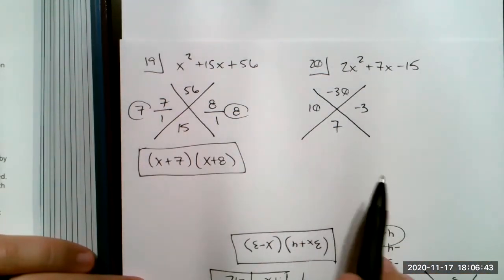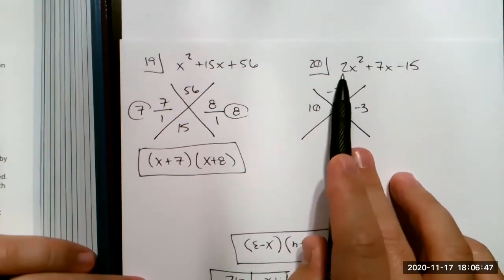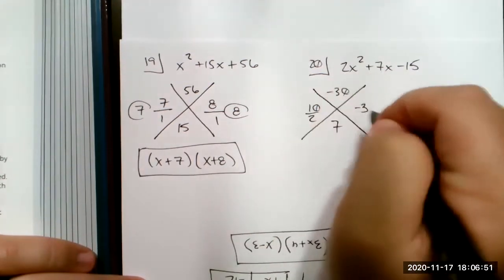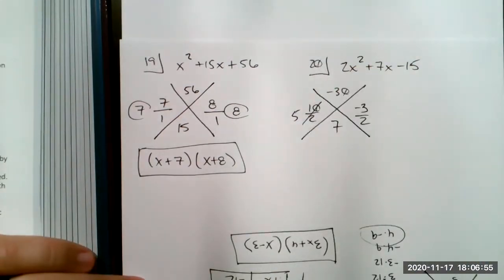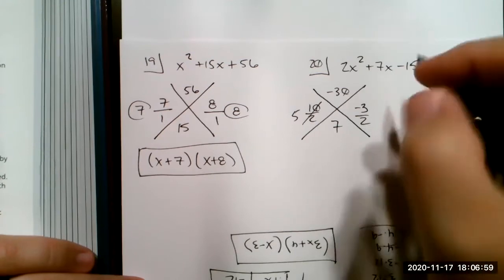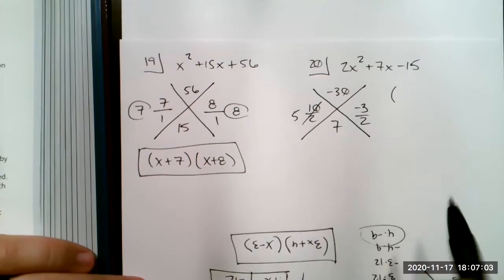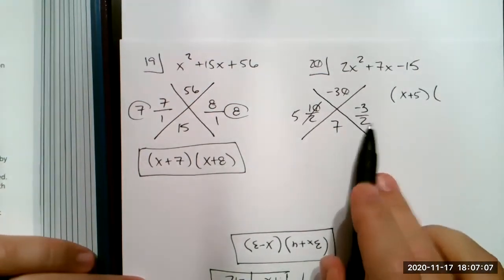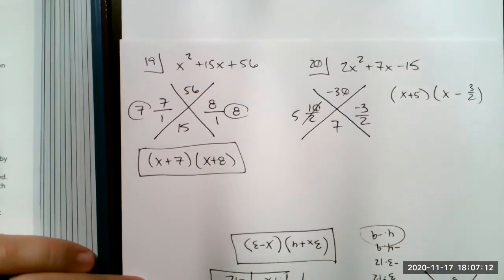Here's the part with the slide divide bottoms up that's different than the box and cross method. I've got to go back and divide by A. So I need to divide everything by 2 and simplify. 10 divided by 2 is 5. Negative 3/2 can't simplify. So the next step is to write these as parentheses, as factors. That's a positive 5, so it's x plus 5. That's a negative 3/2, so it's x minus 3/2.